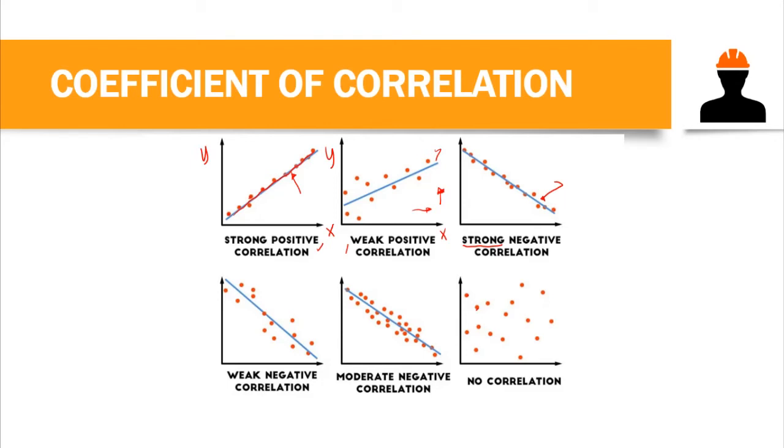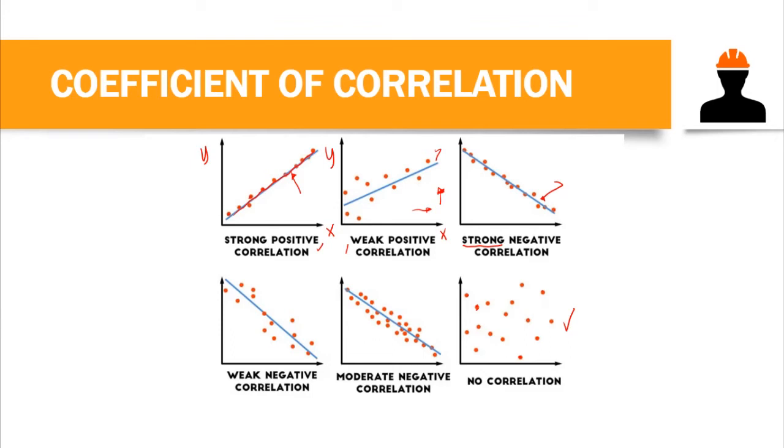And we have no correlation when all the points are scattered, just like this one. In no way does it create a straight line. So there are varying values of x and y. Again, this is the best fit or the line of fit, which measures graphically the relationship between the x and y variables.